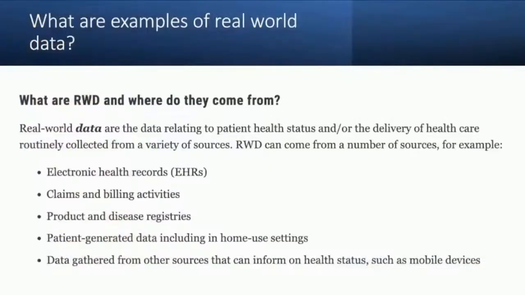So what are some real world data examples? This is from the FDA website. I thought it was nice to use their examples, but I'm going to go through these each in more detail. Electronic health records, claims and billing activities, product and disease registries, patient-generated data, including in-home use settings, and data gathered from other sources that can inform healthcare, such as mobile devices.